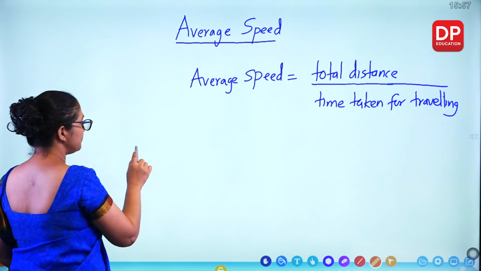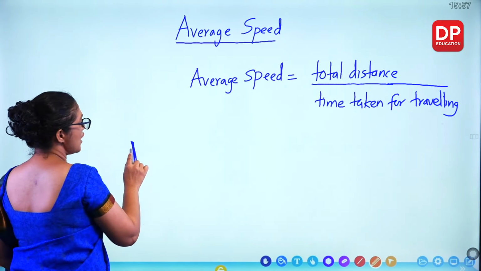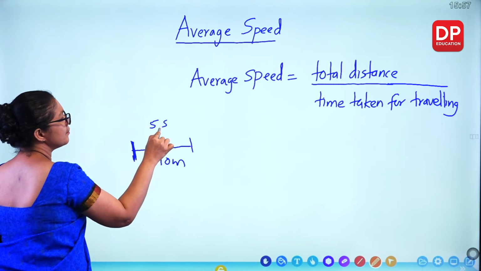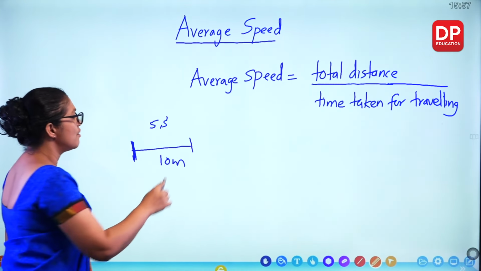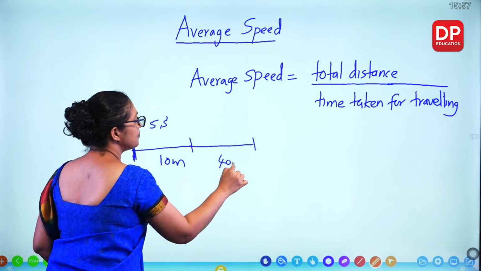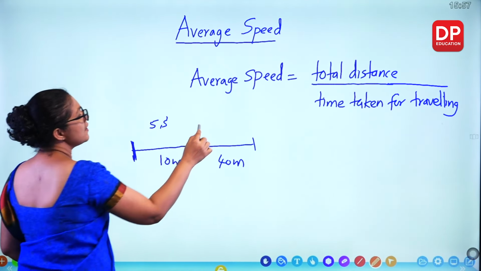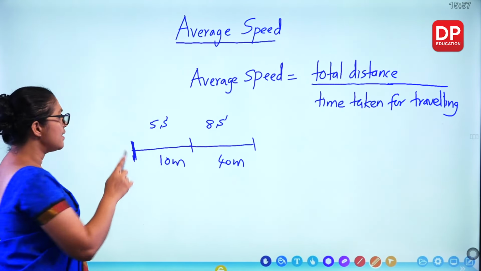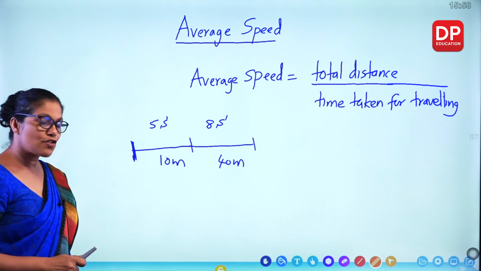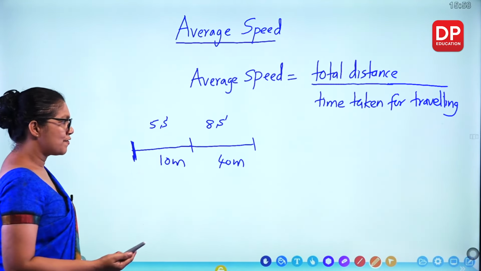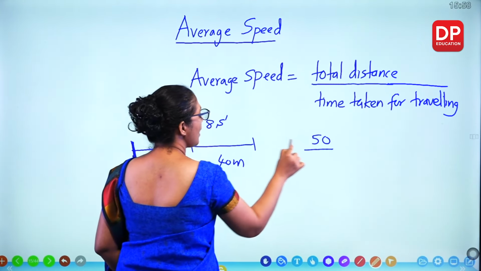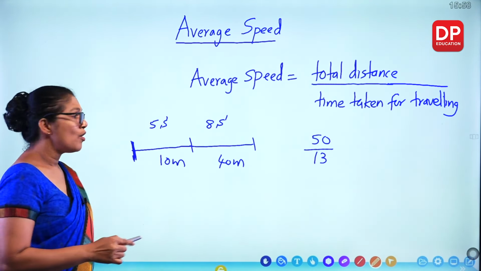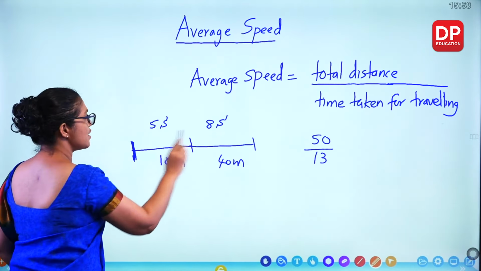We'll take an example. Think about any object that moves 10 meters within 5 seconds and the next 40 meters within 8 seconds. Then in this question, what's the total distance travelled? 40 plus 10, 50. And what's the time taken? 8 plus 5, 13. So this is moving here to here.